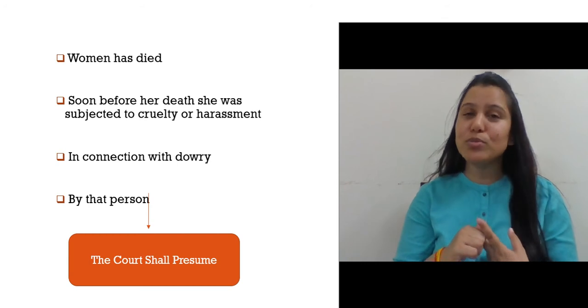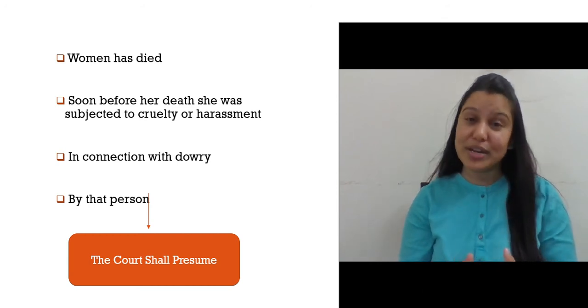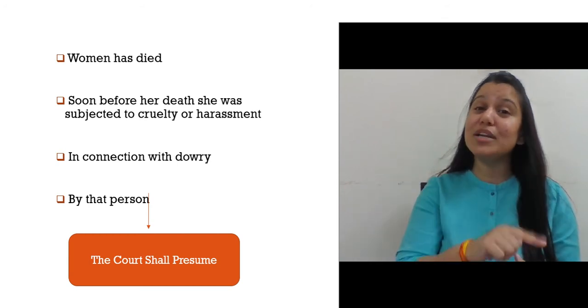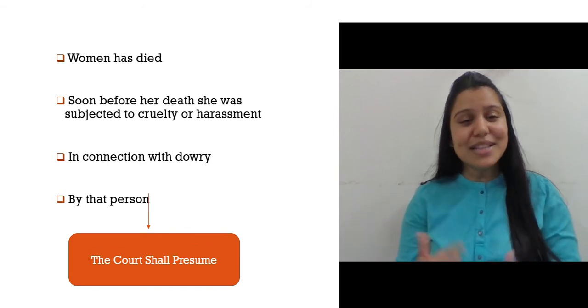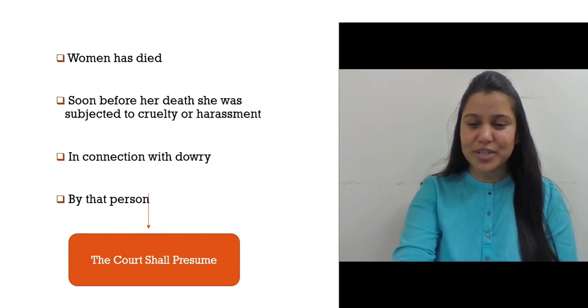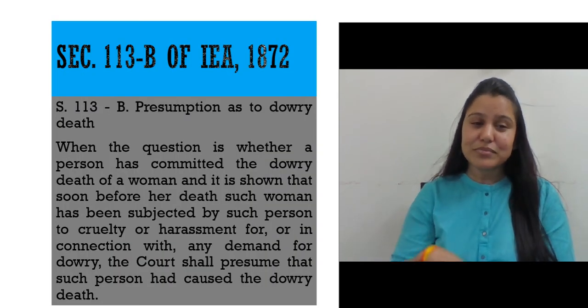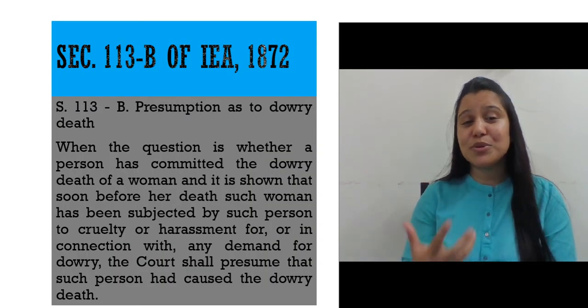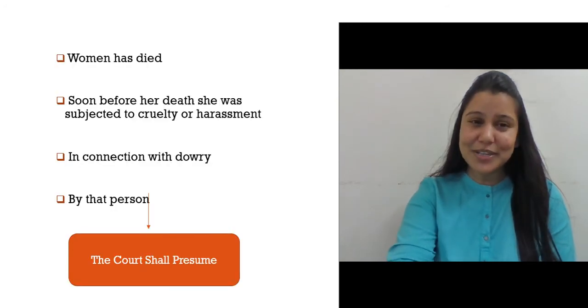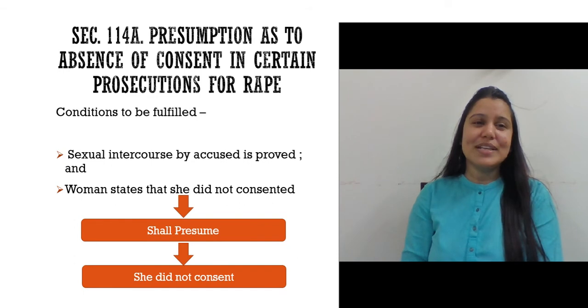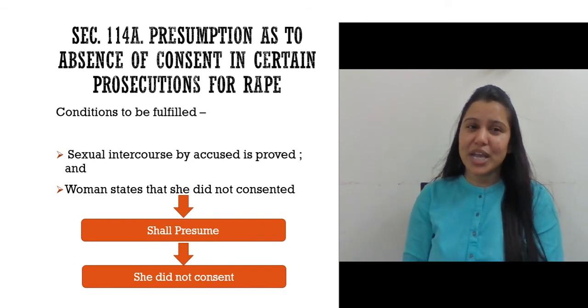So the woman must have died, soon before her death she was subjected to cruelty or harassment, and that cruelty or harassment should be in connection to the dowry. Then the court shall presume. So here, the court shall presume that such person had caused the dowry death. Right? Okay. Now, section 114A.